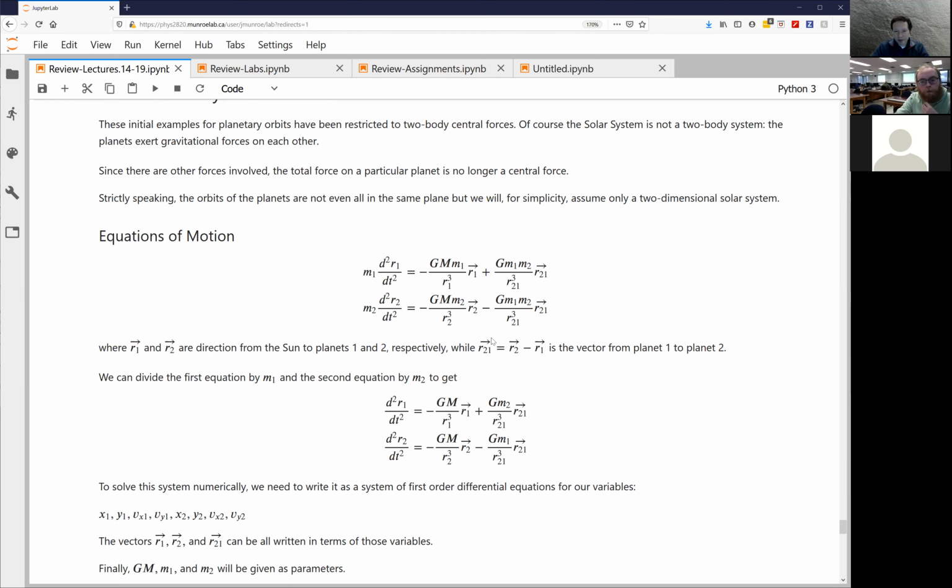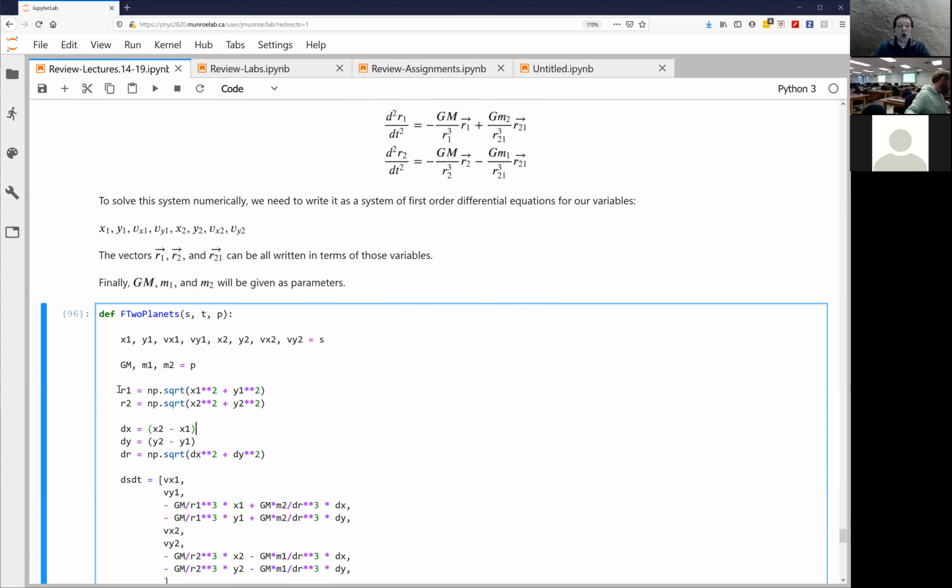R21 is not an explicit variable. This is not a brand new variable. Once you know how far away one planet is from the sun, and another planet is from the sun, you automatically know how far away the two planets are from each other. It's just a subtraction. So once we know where the two planets are, if I want to know how far away each planet is from the other, I just take their positions, x1, y1, and x2, y2, and construct the distance formula. So dx, dy are just the distances between the two particles. So dr is just the length of the vector r1,2.